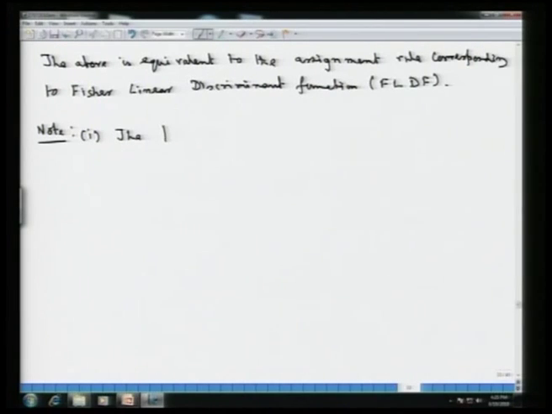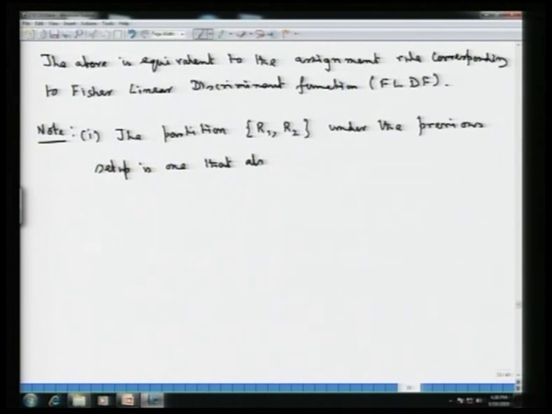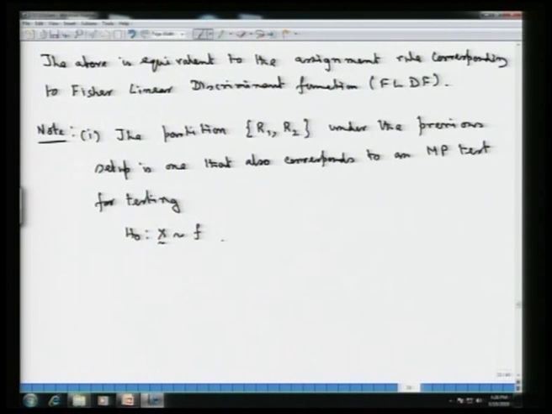Now, we say that the partition R1, R2 that we have got under the previous setup is one that also corresponds to an MP test for testing the following null hypothesis H naught, that x, the random vector, follows a distribution which has got f1(x).